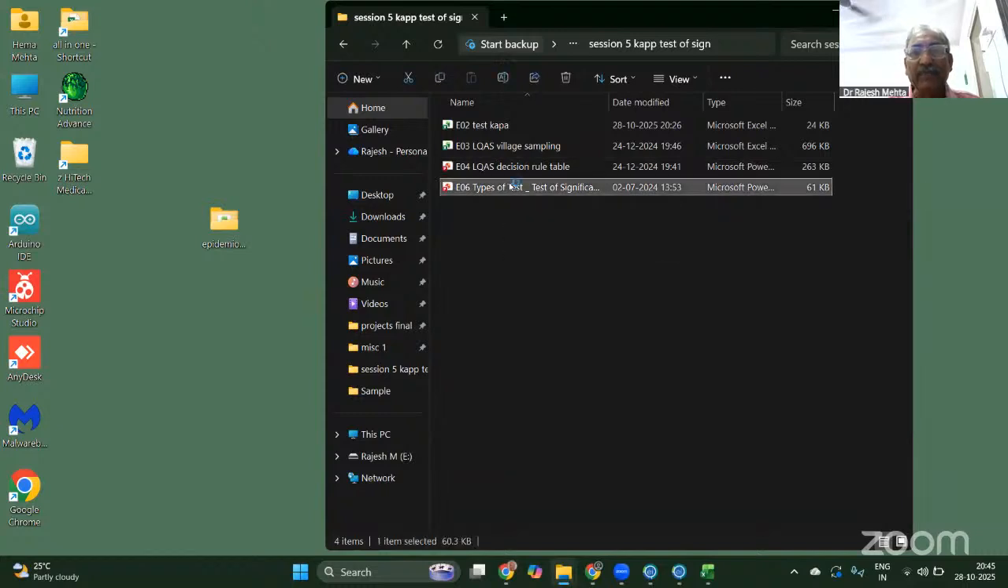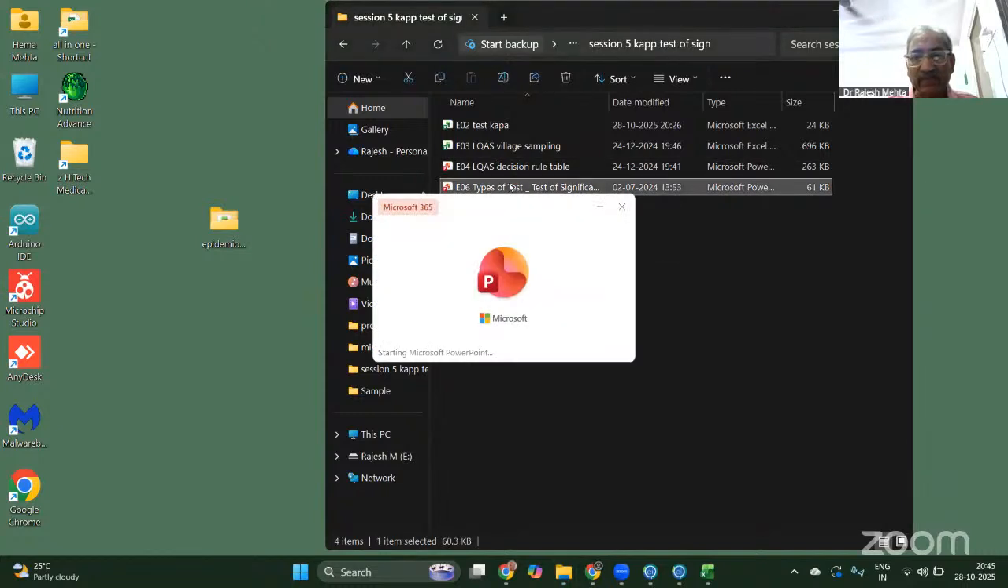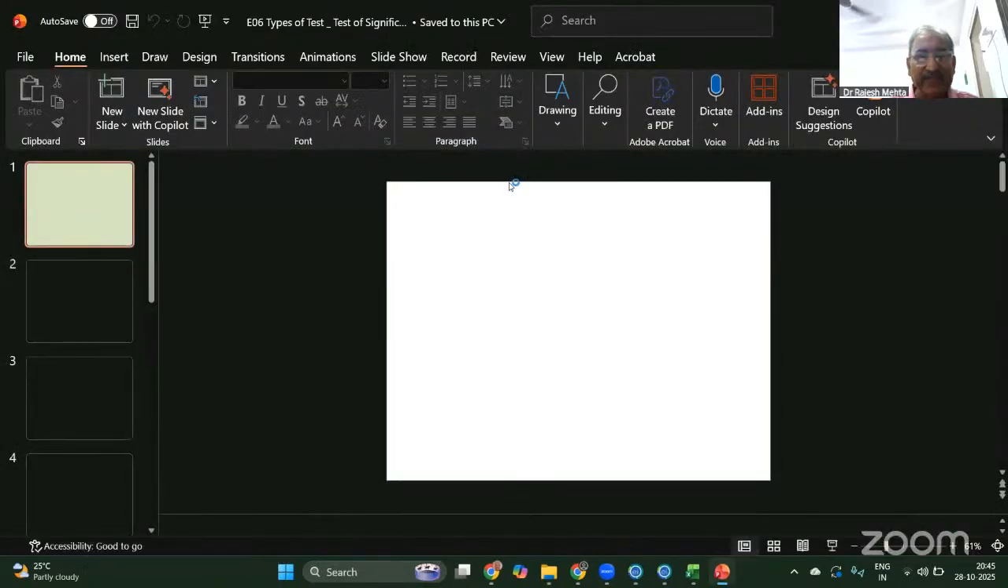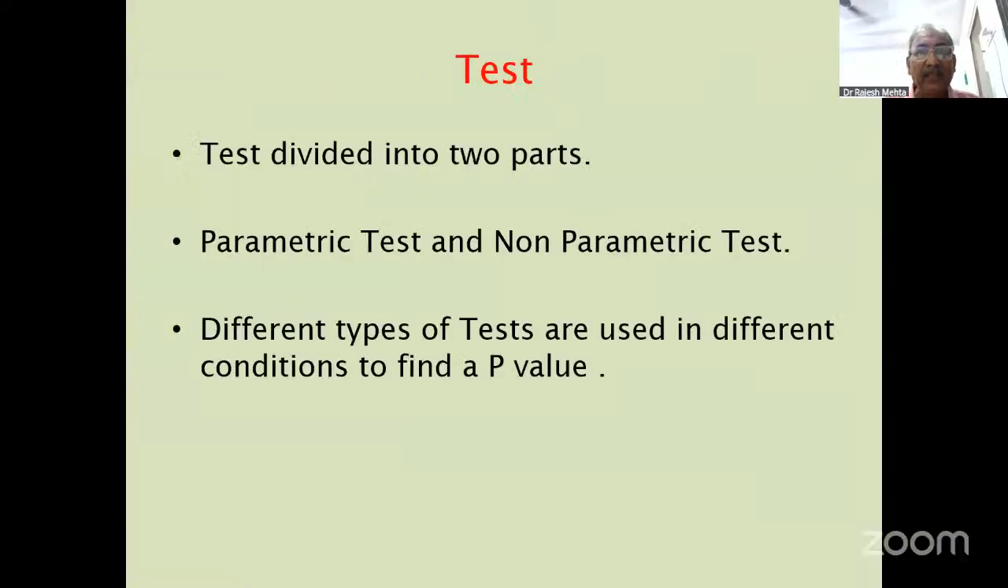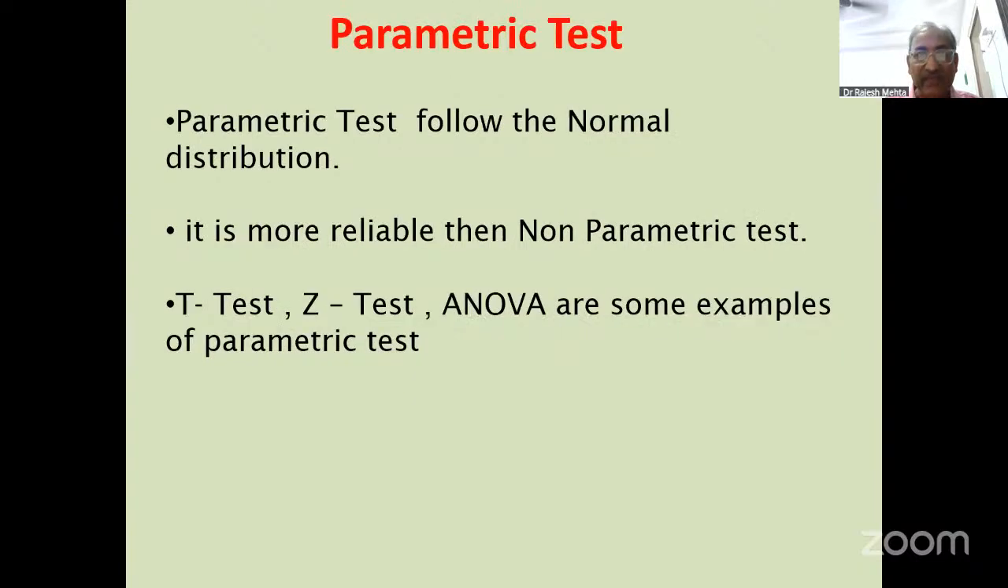This type of test of significance we will spend only a few minutes on because it is already talked about, but it's just rushing in 2, 3 minutes. Tests are divided into two parts, parametric and non-parametric. And whatever it may be, we find out the p-value. P is the probability of an event occurring by chance. How much is the chance that it has occurred by chance?